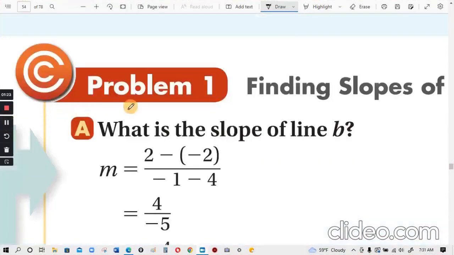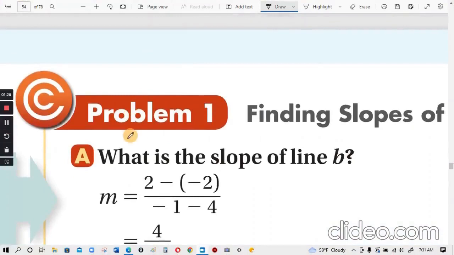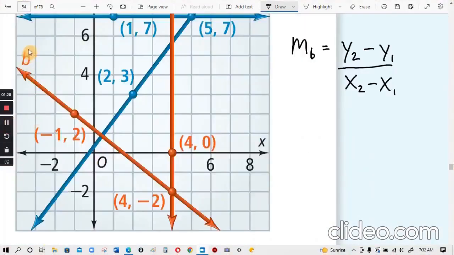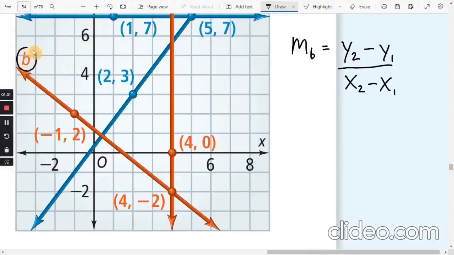All right, problem 1, they want us to find the slope of line B. So here's line B, the red line right here, and there's 2 points on the line, (-1, 2) and (4, -2). X is the first number, y is the second number. So see if you can use the slope formula here and try to find the slope of line B, represented by the lowercase m and the lowercase b.